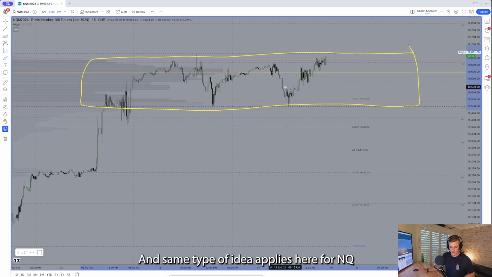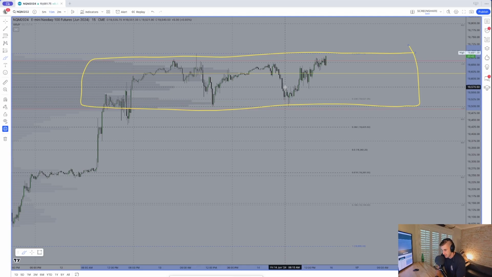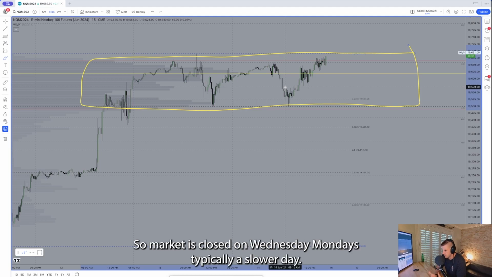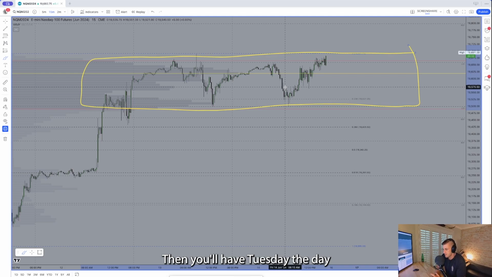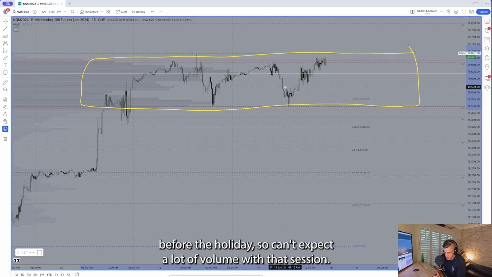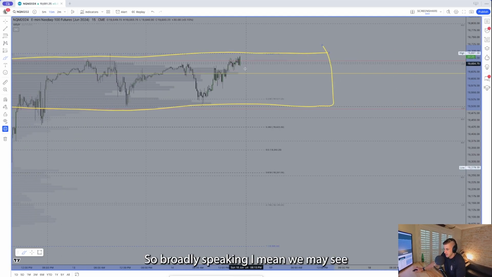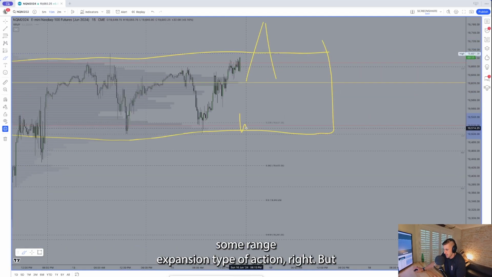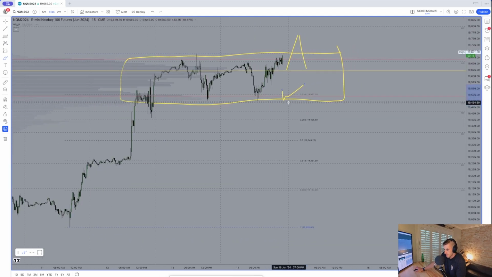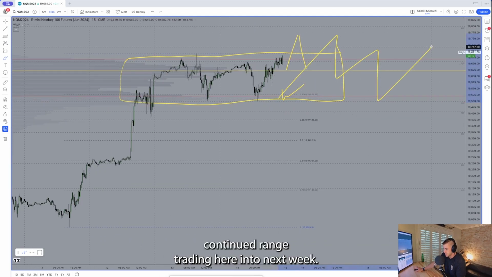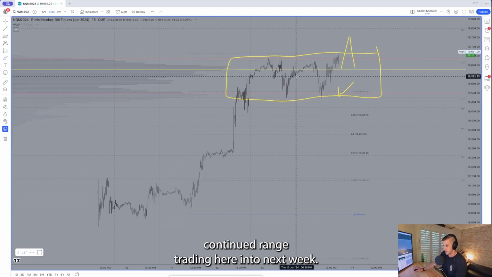And the same type of idea applies here for NQ as far as expecting that slower week next week. So market is closed on Wednesday. Monday's typically a slower day. Then you'll have Tuesday, the day before the holiday, so can't expect a lot of volume with that session. Thursday, we'll have some economic data. And then Friday, we also have the contract roll. So broadly speaking, we may see some range expansion type of action, right? But broadly speaking, just expecting continued range trading here into next week.